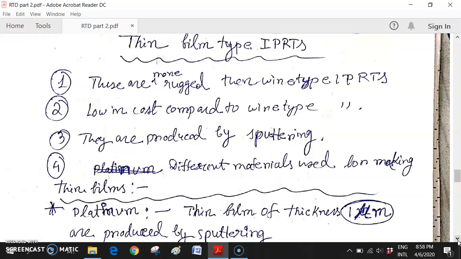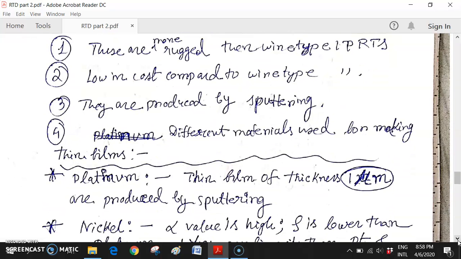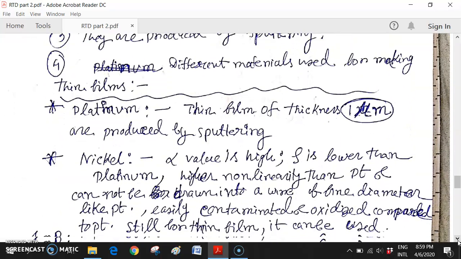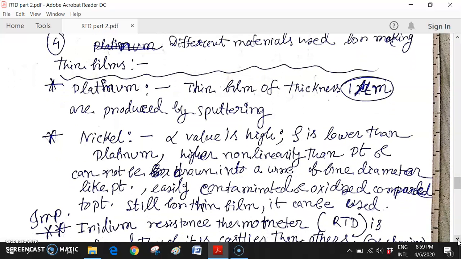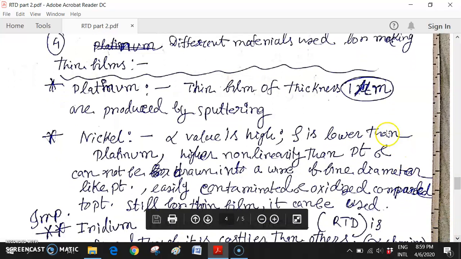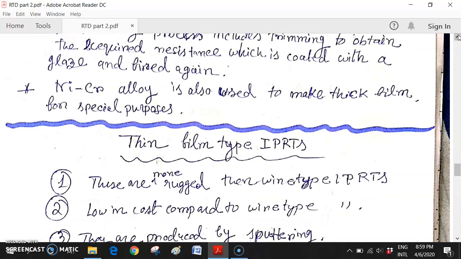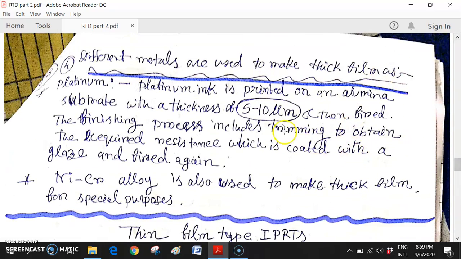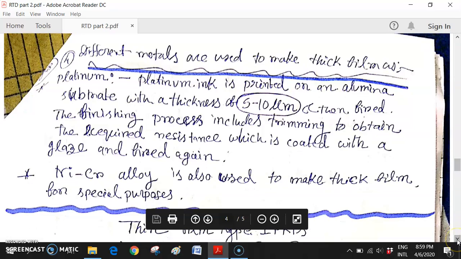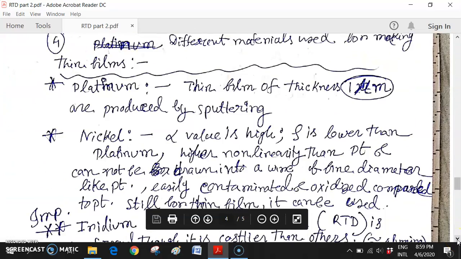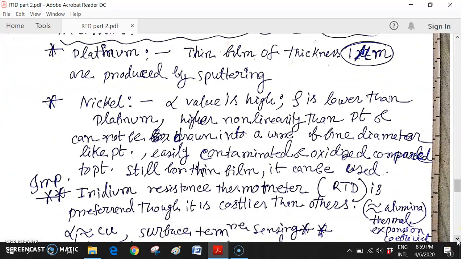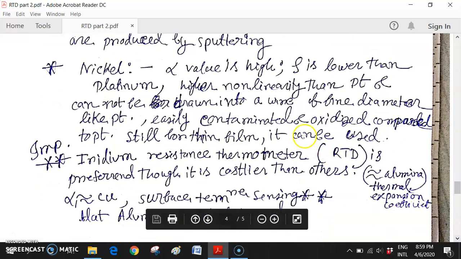That is the difference. And once again, what are the materials? Platinum is used for thin film, only 1 micrometer. So the film thickness is only 1 micrometer, whereas in the thick film case it is 5 to 10 micrometers. Compared to this, it is very thin. Nickel is also used for thin film.